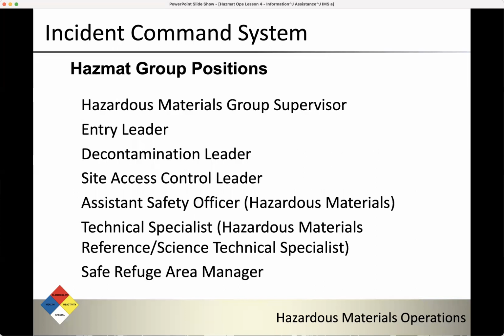When we talk about hazmat group positions specifically, we'll show a picture here in a second. So you have the incident commander, an operations section chief, and then a hazmat group. You might have a fire group, an EMS group, a public works group. Just depends. Again, remember this incident management system is modular. It expands and contracts as you need it.